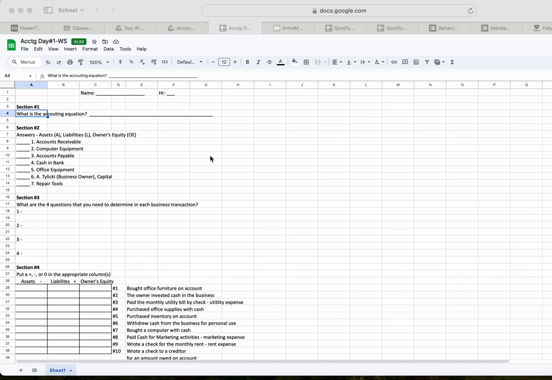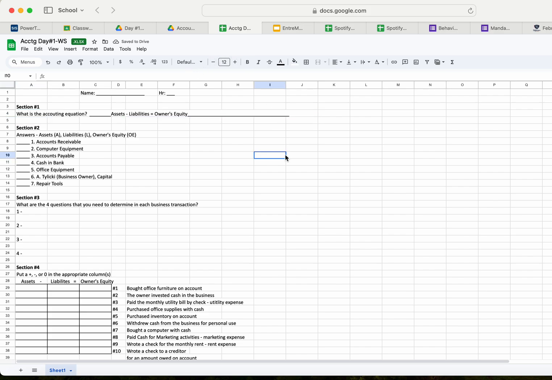Here we go. This is the Accounting Day 1 worksheet. This is just here to check our answers. So we'll get most of these answers from our notes packet, and we have the accounting equation in our notes packet. That is very simply assets minus liabilities equals owner's equity. Okay, so make sure you guys have that. It should be on your sheet as well.